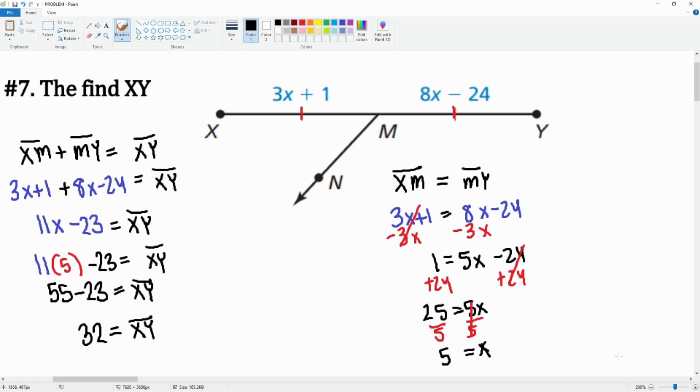So there you go. You have to make sure you set up two equations first. The first one allows you to solve for x, then the other equation allows you to use that x to find the complete line segment of XY.